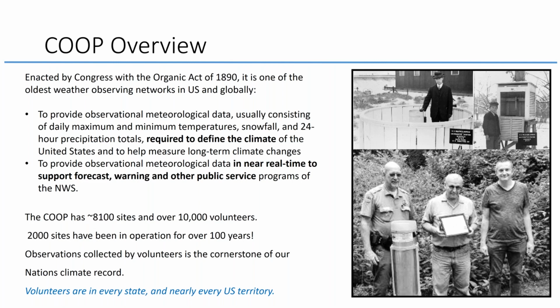So a little bit more about the network. We have over 8,100 active sites, and over 10,000 volunteers. Now, real big numbers are here: 2,000 of those sites have been in operation for over 100 years. You want to talk about a lot of dedication. These volunteers are absolutely amazing. They continue to collect our observations, which ultimately have made up our U.S. climate record. And for people out there who are wondering if you've ever heard of something from the co-op program, anytime they say on the news a record was broken, as in a snowfall record or temperature record or something to that nature, chances are they know that because of this network and the observations these volunteers have brought in to us. So next slide, please.